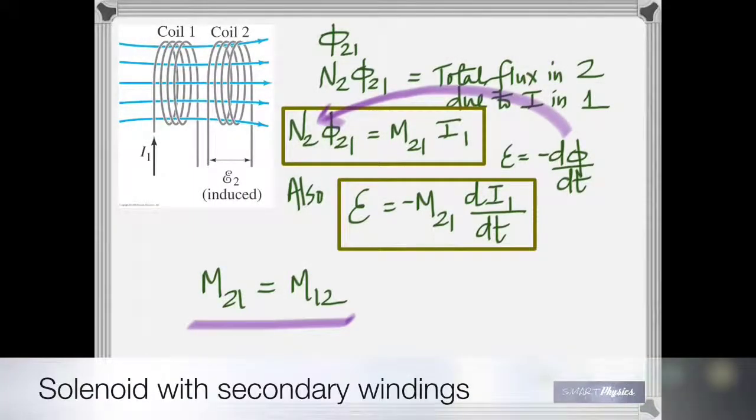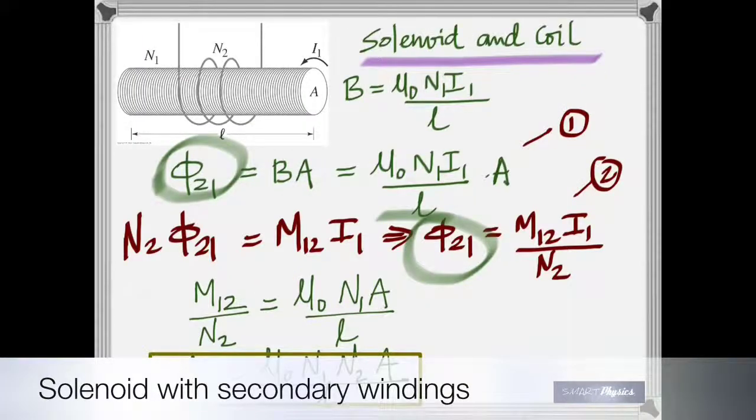Whether you say M12 or M21, they're going to be equal. It is just the mutual inductance of the pair of coils. So that is the mutual inductance of a solenoid with a secondary winding.